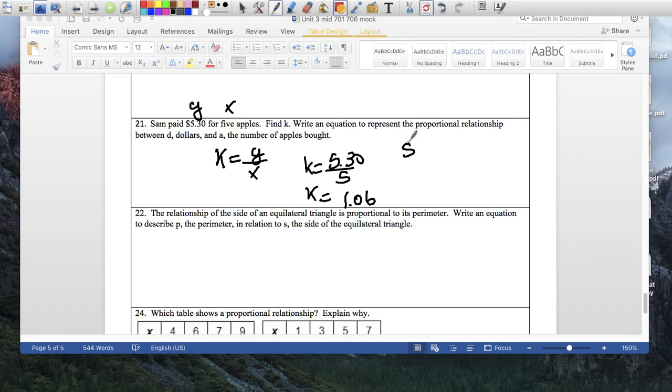$1.06 is my unit rate, which means that the unit rate is $1.06 for 1 apple. If I want to write the equation, I'm going to write Y equals 1.06x, where Y represents the total and X represents the number of apples that I buy.